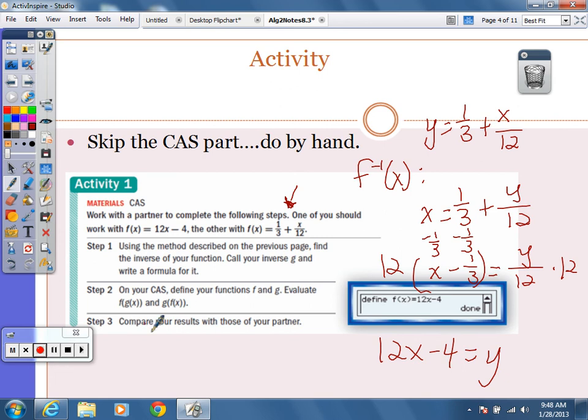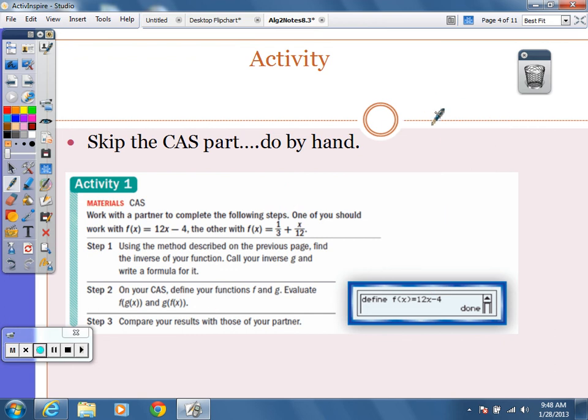Now the last thing they want us to do here is find f of g of x and g of f of x. This is good practice for what we did yesterday. So let's look at f of g of x first. See, this is supposed to say g. This is the whole problem here. Alright, f of g of x. So f of 1/3 plus x over 12.